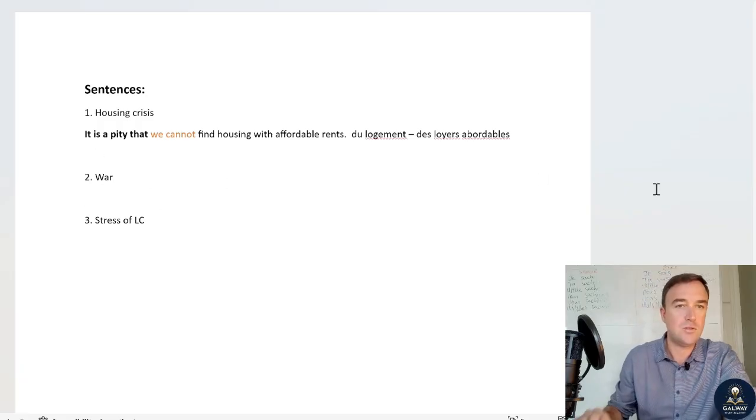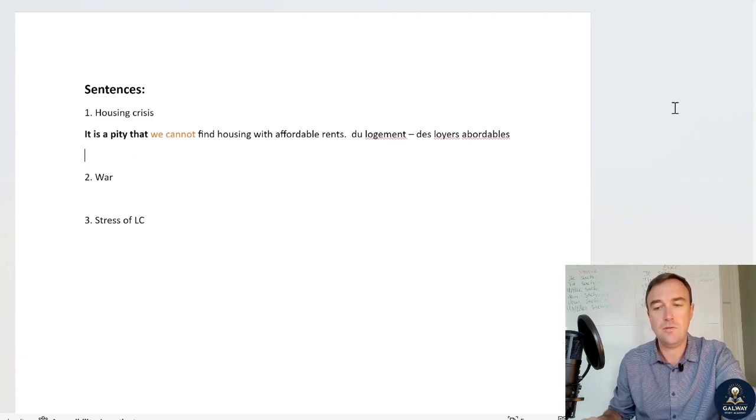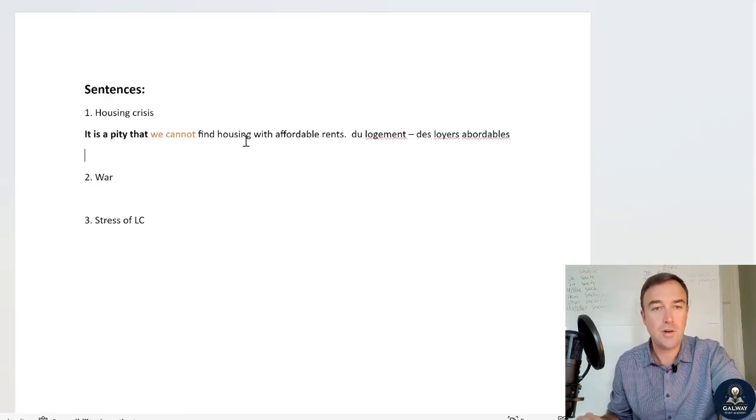Now, let's try and put that into French. What I'd like you to do now at this stage is hit the pause button, and I want you to try to translate that yourself. Try to put that into French, open up the sheet with the subjunctive in a nutshell, and you should be able to manage it.